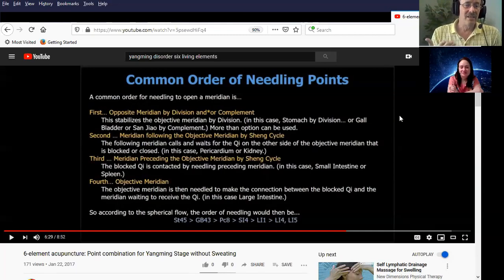So this would be the order of needling. You first start with the stomach, which is the complement to the large intestine by Yangming. And then you do gallbladder, which is the complement by 6 elements. And then you do the pericardium point. And then you do the small intestine point. And at this point in time, the energy wants to move through the large intestine. And then as soon as you bring in large intestine 1, large intestine 4, large intestine 5, the energy will just flow through. That heat will come down and the person will start to sweat.